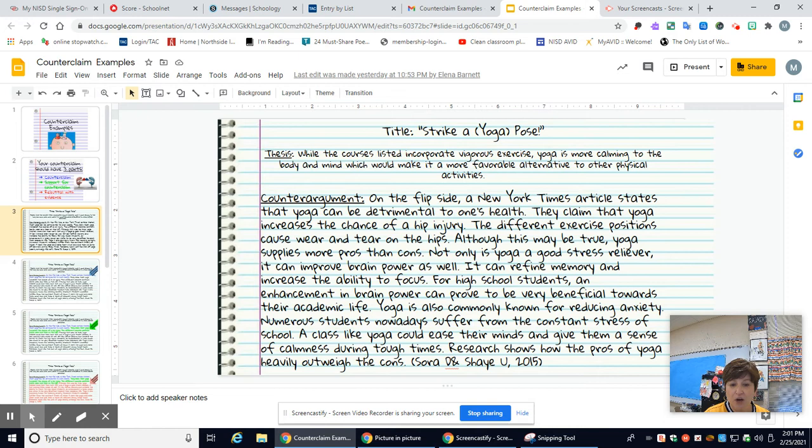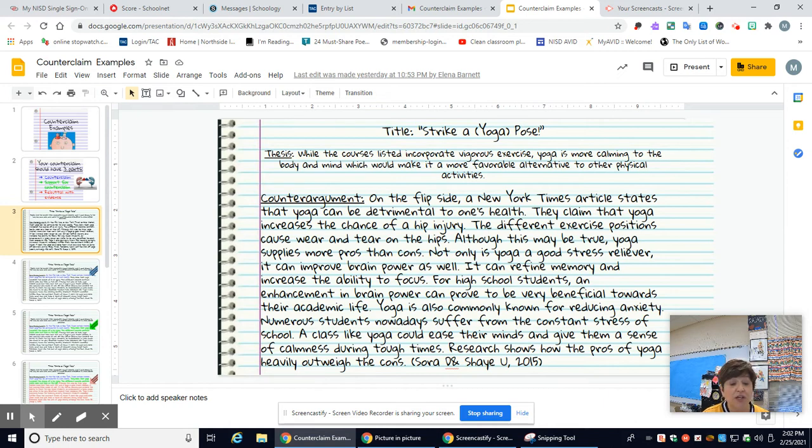Let's look at a topic here. This author wrote an essay about striking a pose, a yoga pose. This is their thesis. While the courses listed incorporate vigorous exercise, yoga is more calming to the body and mind, which would make it a more favorable alternative to other physical activities. This is the counter argument or the counterclaim. On the flip side, a New York Times article states that yoga can be detrimental to one's health. They claim that yoga increases the chance of a hip injury. The different exercise positions cause wear and tear on the hips.